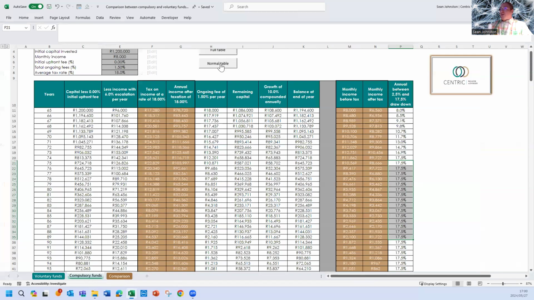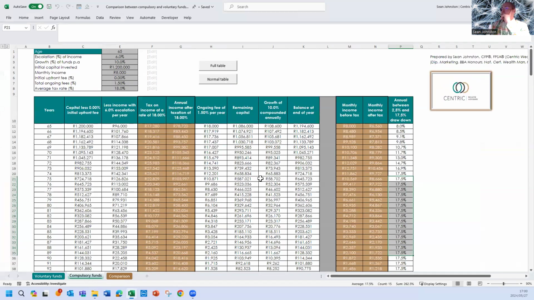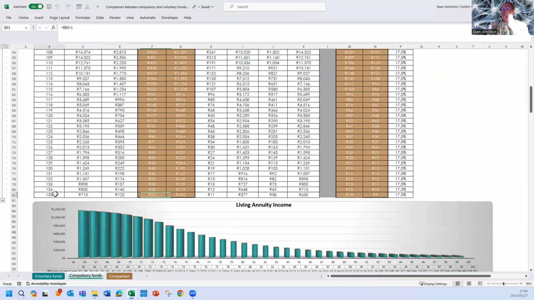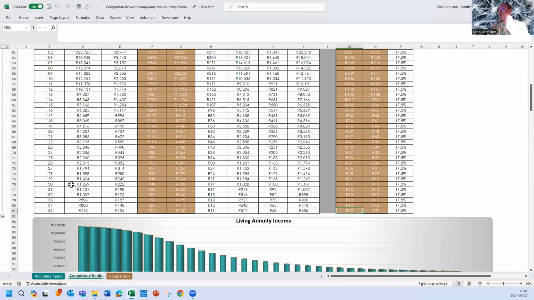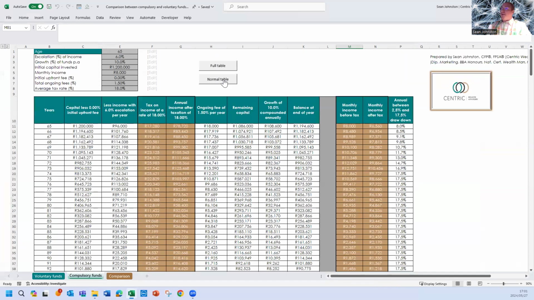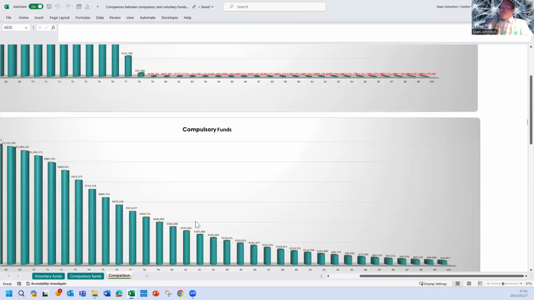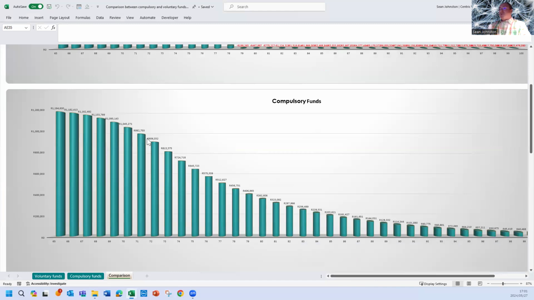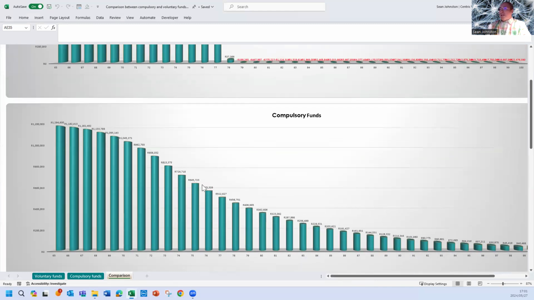And to show you what I mean, I've got a full table option here, and we can actually see that even when the client is 135 years of age, they're getting 10 Rand. Okay, obviously in reality, the client most likely would have passed away. But the point I'm getting at is that the reason why there's a 17.5% is so that the money prolongs, even though the income itself is reducing.